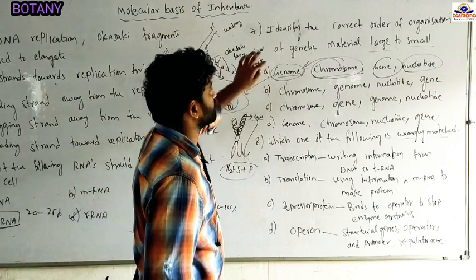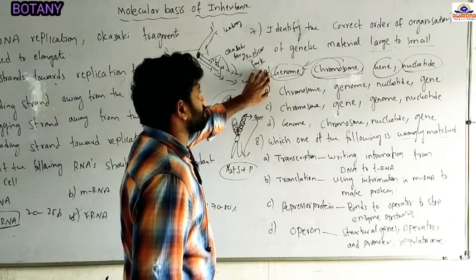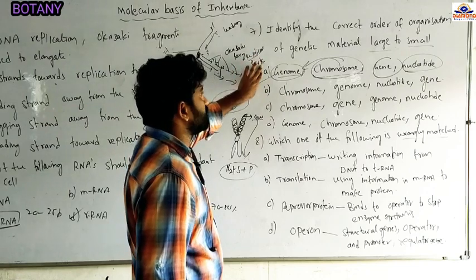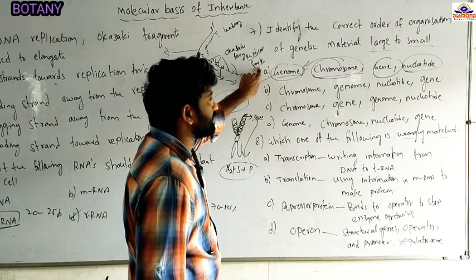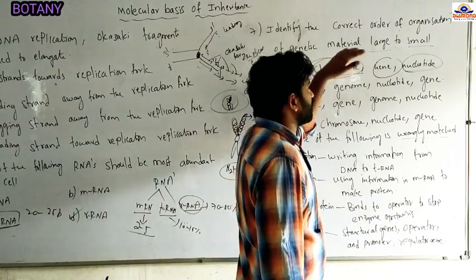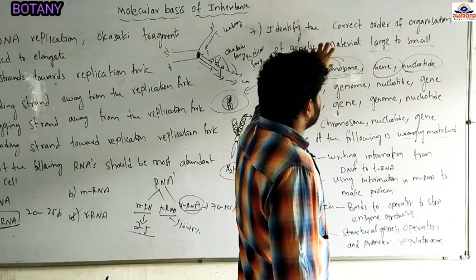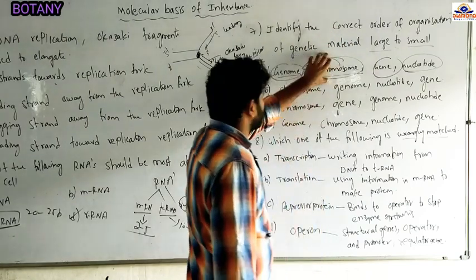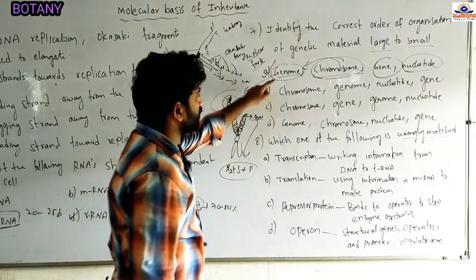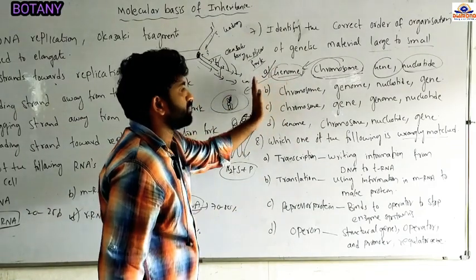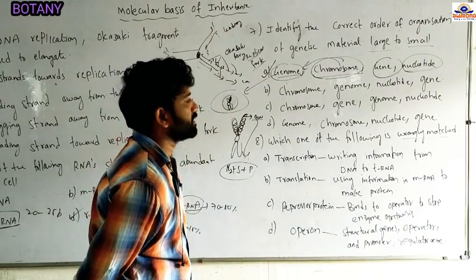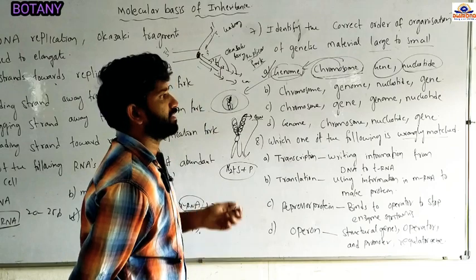That arrangement takes place in order based on the genetic material. It is answer A: genome, chromosome, gene, nucleotide. So this is the arrangement from the largest to the smallest genetic material. The answer is A. In the remaining options, the arrangement is disturbed; it is not in the form of a decreasing order from large to small.